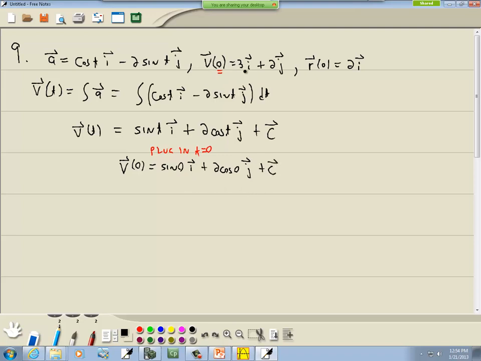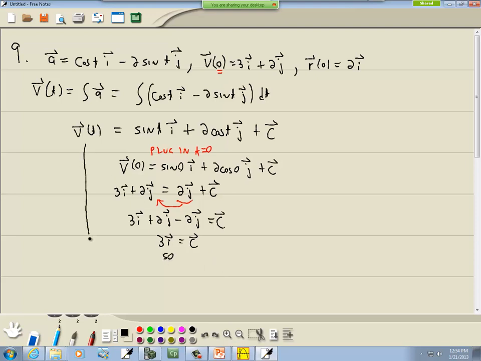Well, v of 0 up here we said was 3i plus 2j. So I'll replace the left side with 3i plus 2j. Sine of 0 is 0, so that drops away. Cosine of 0 is 1, so that gives us 2j plus our constant vector. Now we want the constant vector by itself, so I'm going to take the 2j over to the left side. So we get 3i plus 2j minus 2j equals our constant vector, or our constant vector is just equal to 3i.